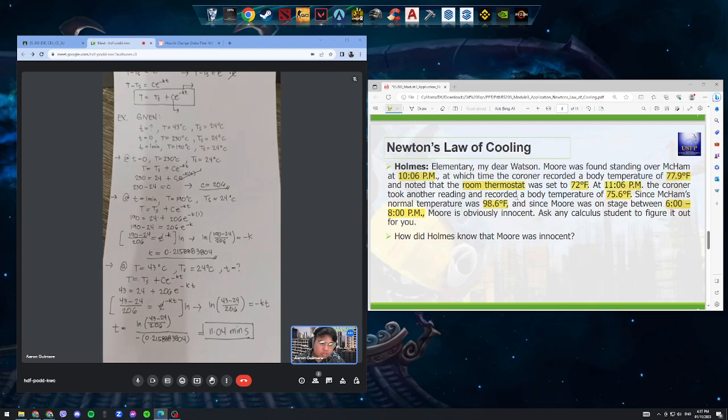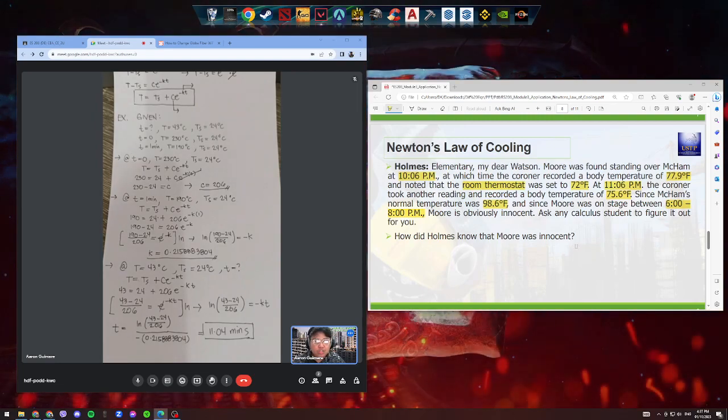Then he asked Watson, "Ask any calculus student to figure it out for you." Holmes is really bright, because he asked Dr. Watson to look for a calculus student to solve this situation. So the question here: how did Holmes know that Moore was innocent?